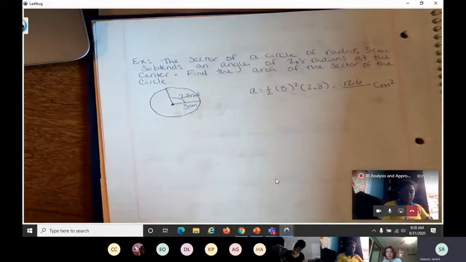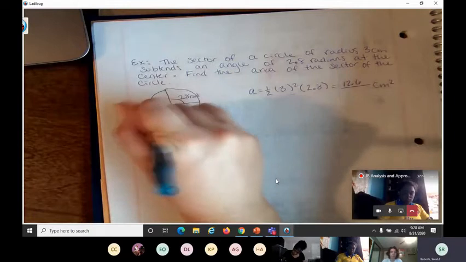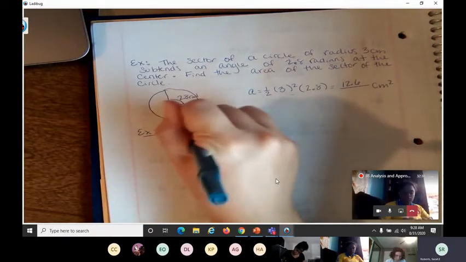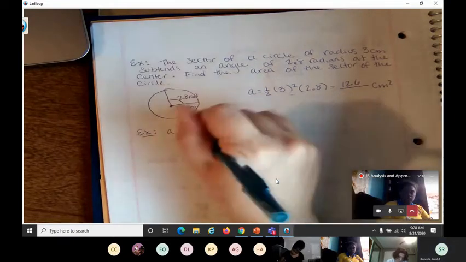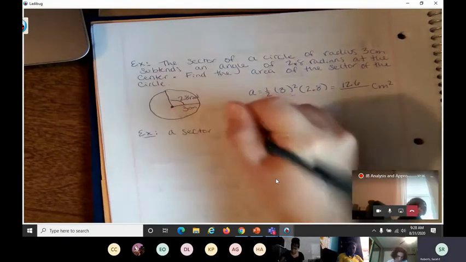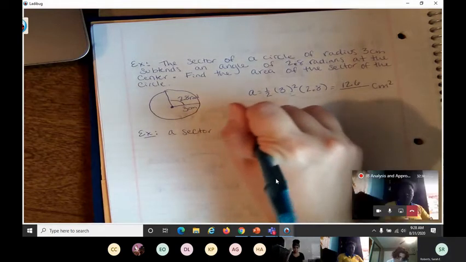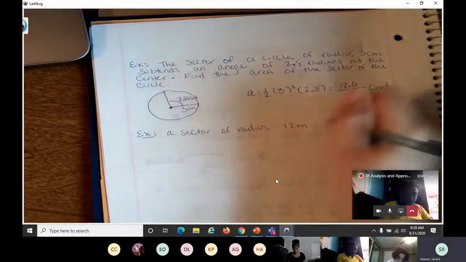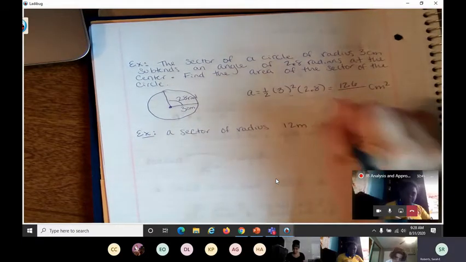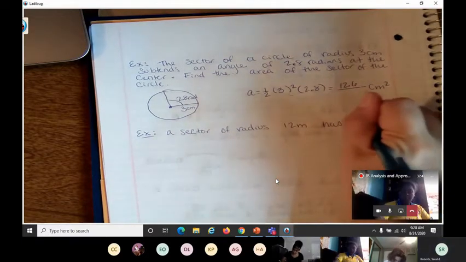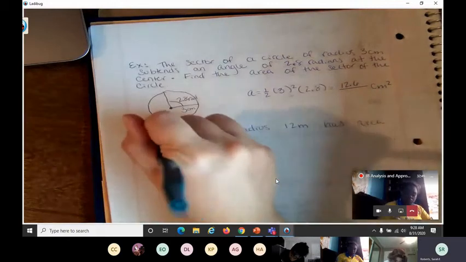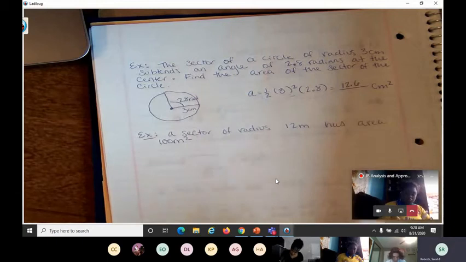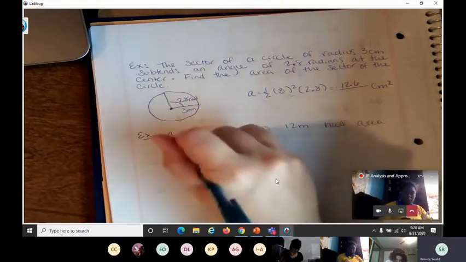Okay, and then our last example, a sector of radius 12 meters has an area of 100 meters squared. And it wants us to find the central angle.